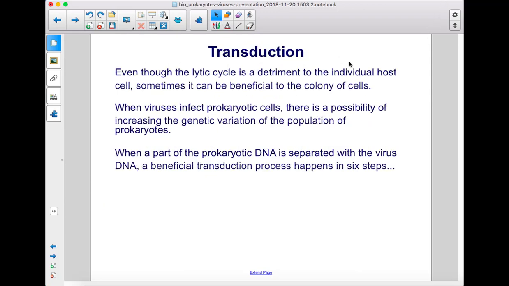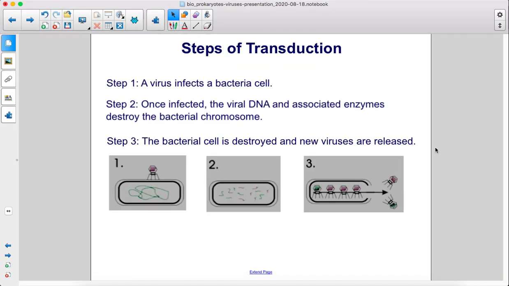Even though the lytic cycle is a detriment to the individual host cell, sometimes it can be beneficial to the colony of cells. When viruses infect prokaryotic cells, there is a possibility of increasing the genetic variation of the population of prokaryotes. When a part of the prokaryotic DNA is separated with the virus DNA, a beneficial transduction process happens in 6 steps. The steps of transduction.